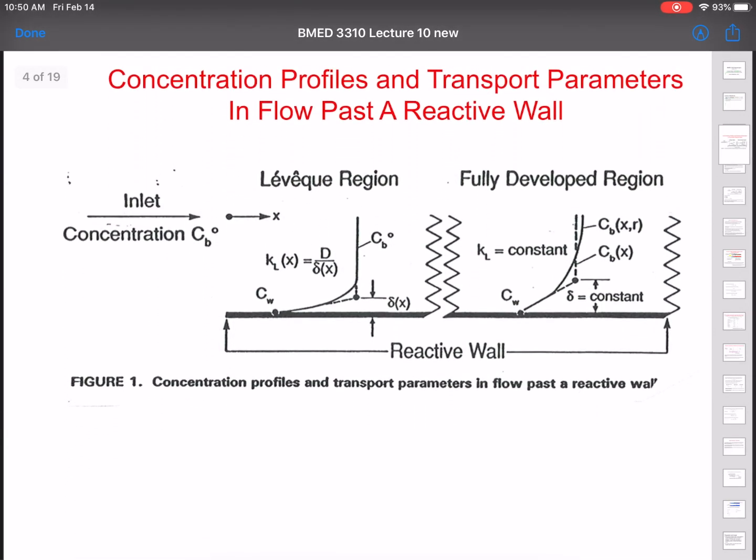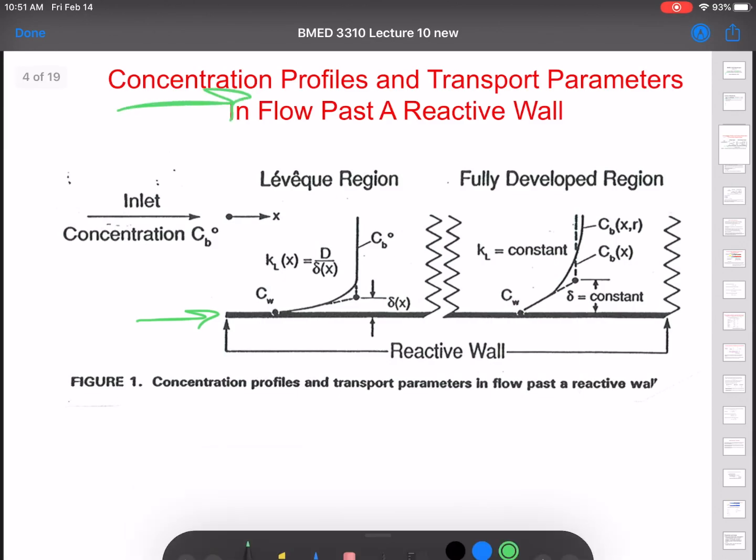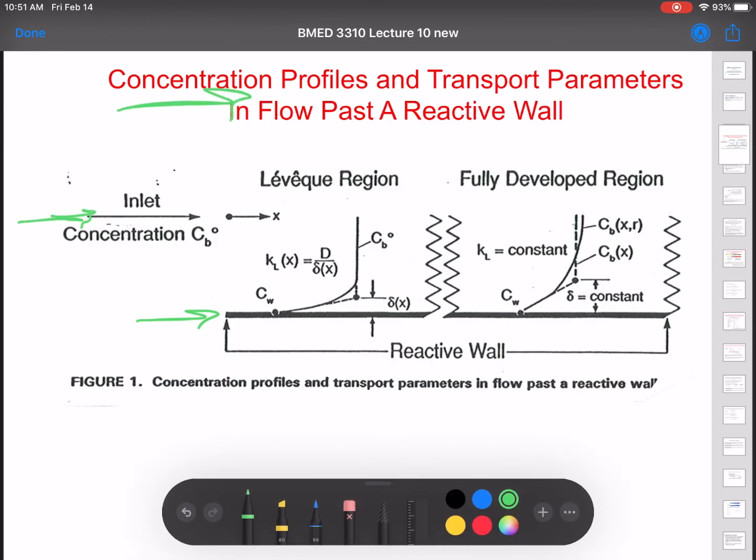All right, so the first thing to remember is that we're looking inside of a pipe now. It's not flow over a flat plate. We're looking at flow coming into a pipe. This is just one wall of the pipe, and the other wall is up here somewhere. This is the center line of the flow, and this is the beginning of the pipe. So the flow is coming in. It's got a concentration of CB0 at the center line at r equals 0.